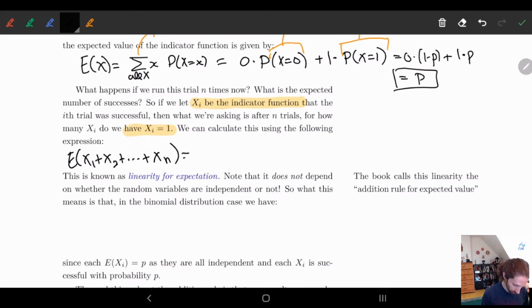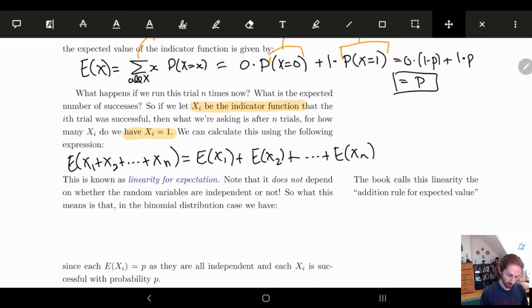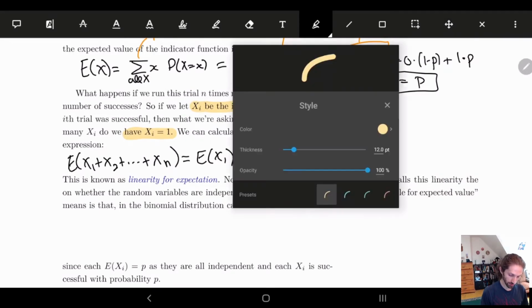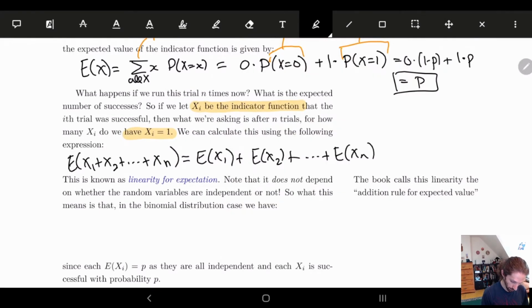And so here, this is actually equal to this. We can just sum all of the expected values with no problem. We just take the expected value of each one. This is called the linearity of expectation. The book calls this the addition rule for expected value, and I like the book naming better because it sounds a little better. But in modern parlance, we call this linearity of expectation, so I'm going to use that from now on.